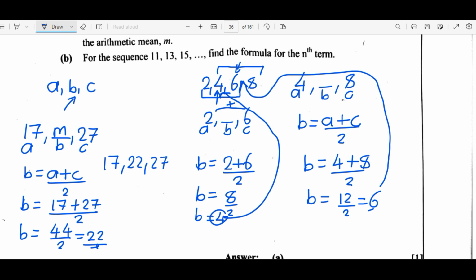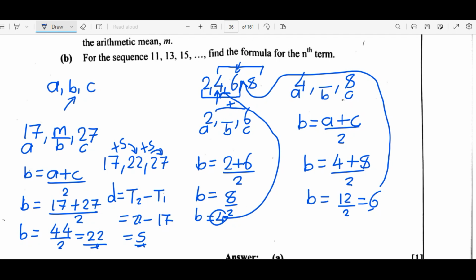And if we are to find the common difference here, we know that the common difference, which is D, is second term minus first term. Second term is 22 minus 17, which will give us 5. So it means that 17 added 5 will give us 22. 22 added 5 we get 27. So our answer is making sense.